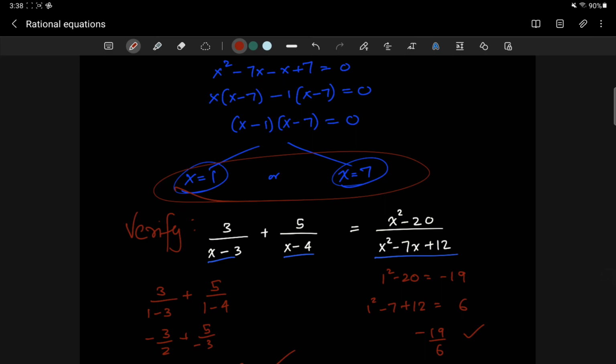Okay, so that brings us to the end of this week's material. The last thing that we did here is equations which involve rational expressions and how to solve them. The technique remains the same in the sense that we still use the lowest common denominators in order to solve these equations.